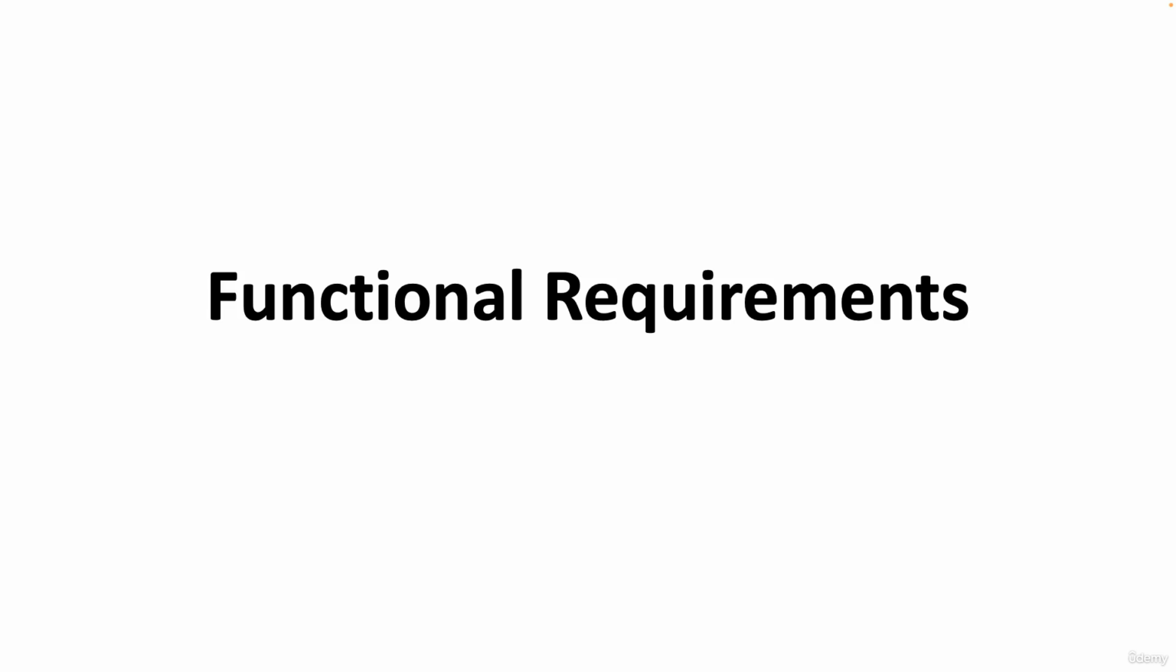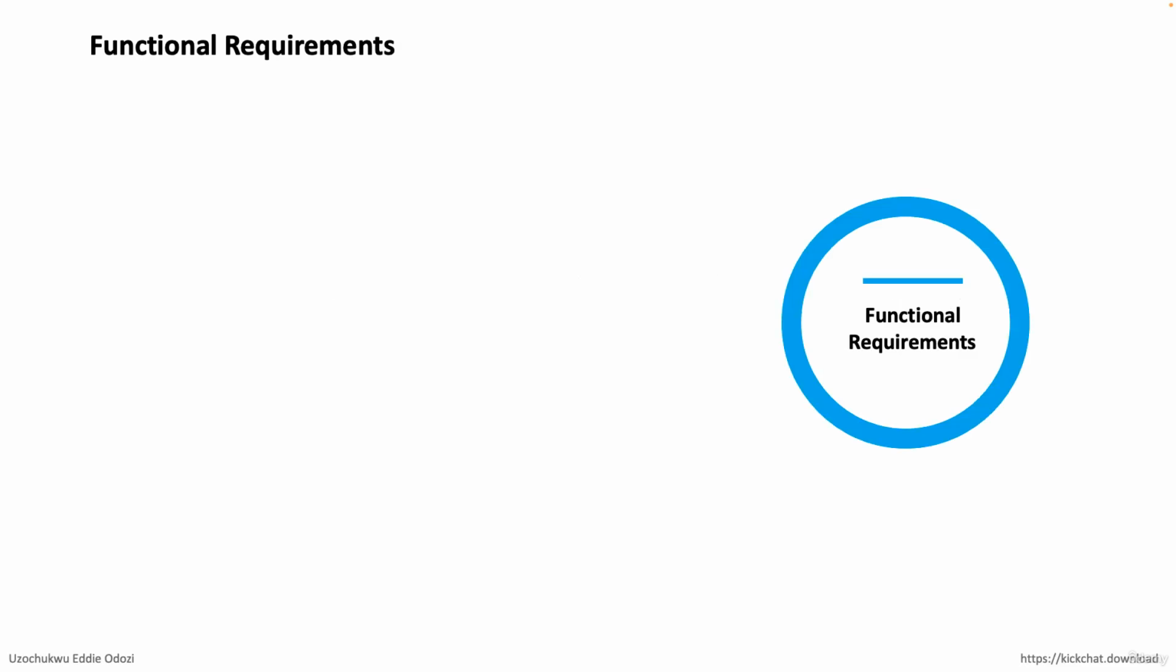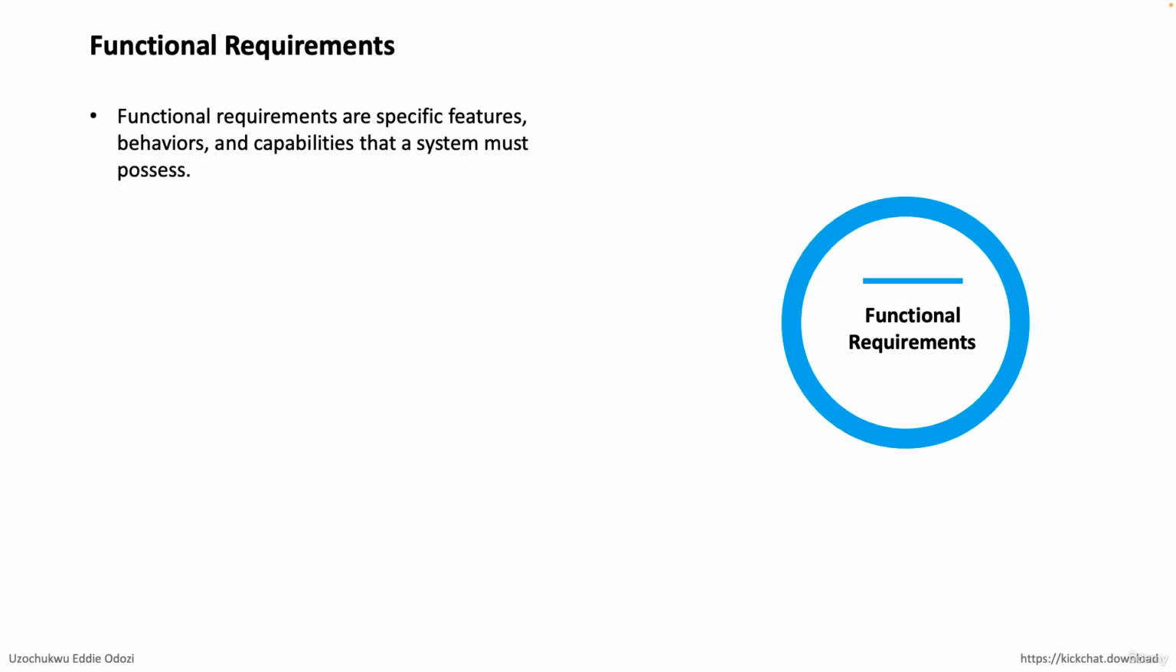Now, these features are usually grouped or categorized into the functional and the non-functional. Okay, here we are going to talk about the functional requirements. Now, the functional requirement involves requirements or features that are expected of the application, or what the user expects to see in an application. Okay, that is the idea of what functional requirement does. So the definition of functional requirements are specific features, behaviors, and capabilities that a system must possess.